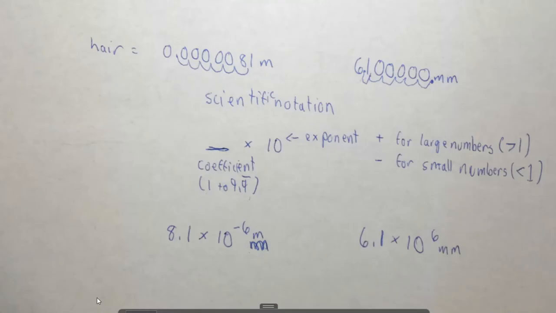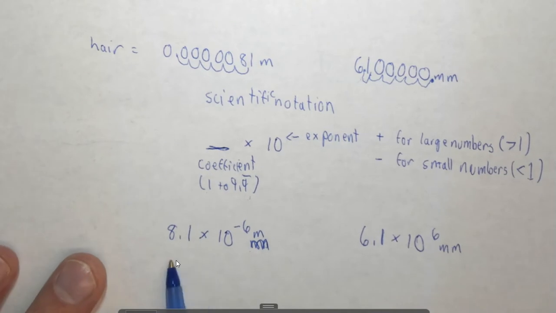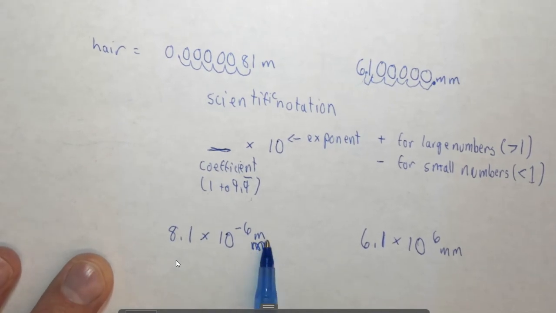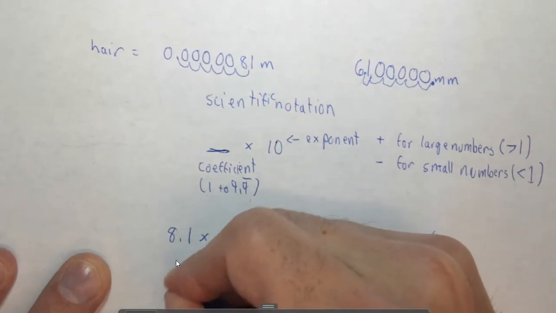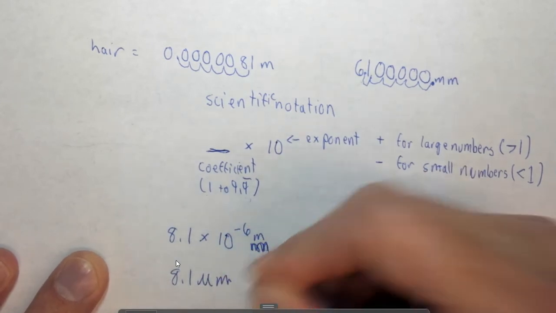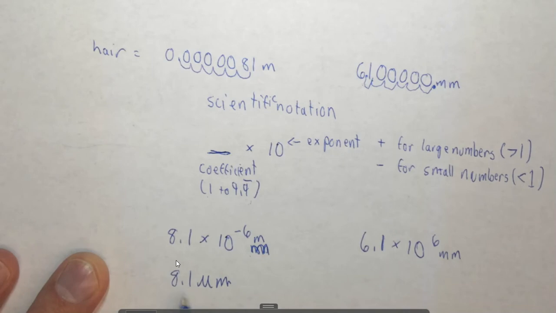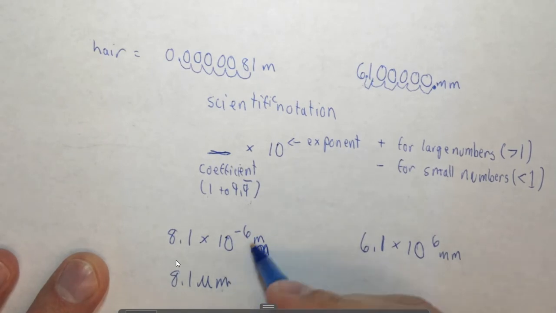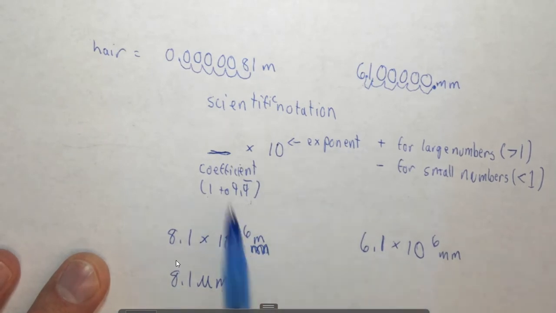So another way of expressing this 8.1 times 10 to the minus 6 meters is to call this 8.1 micrometers. And these are the same distance. So if, for example, we were measuring the width of a hair, we might want to do it in micrometers because it's more convenient, right? We get 8.1 micrometers, and then we don't have to write this in scientific notation.